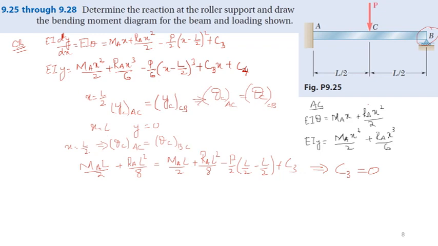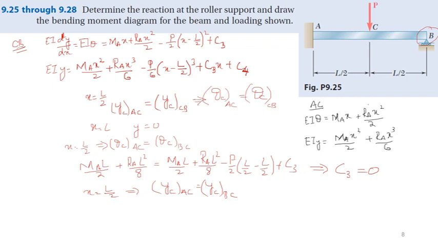Now, if I put x is equal to L by 2, and considering that Y_AC will be equal to Y_BC, obviously both should be equal. So if I put this equation, since C3 is 0, we can take this as 0.